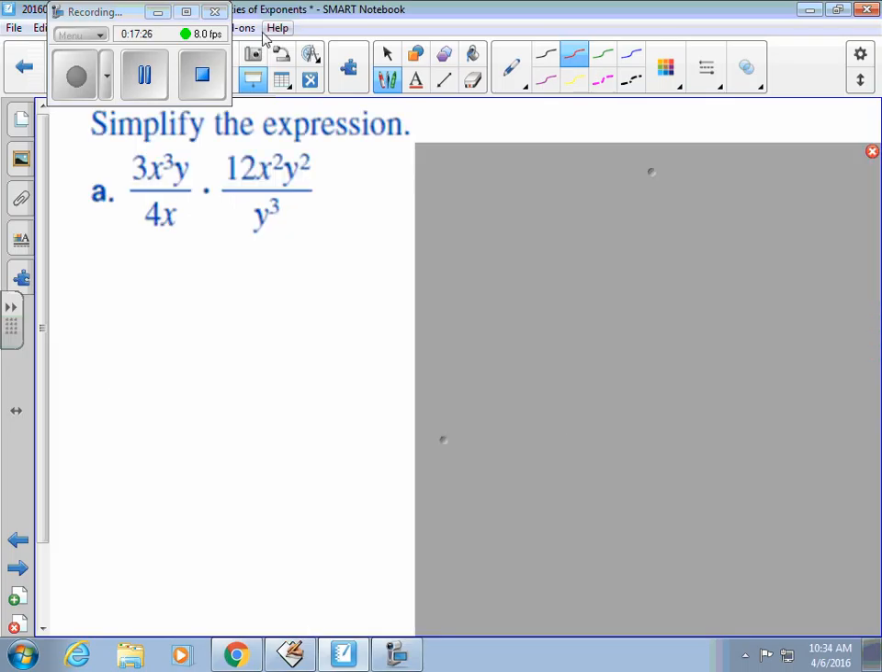On the back, one more time. Simplify this expression, 3x to the third y over 4x times 12x squared y squared over y to the third. Take about 45 seconds on that one.